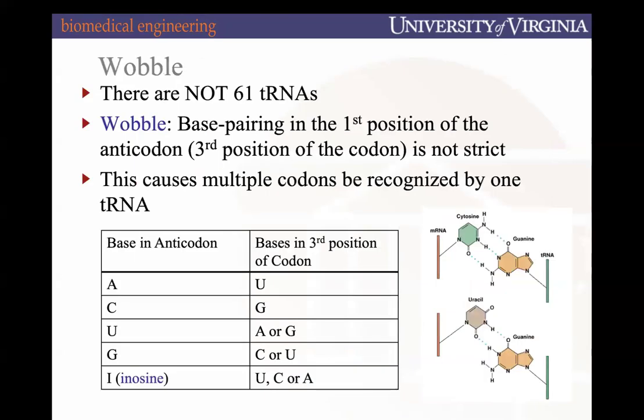The question is about whether the wobble and flexibility is only restricted to inosine. It's not. Uracil and guanine here also have flexibility. Inosine has the greatest degree of flexibility in what it can bind to, but at the wobble position, the first base in the anticodon on the transfer RNA, that flexibility is also conferred to two other bases, uracil and guanine.